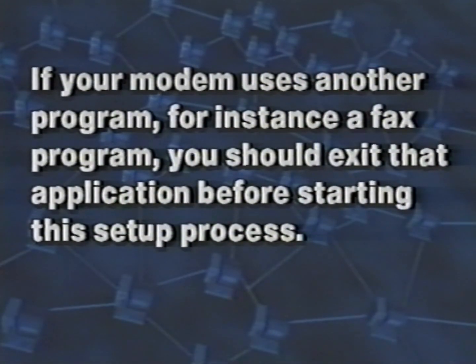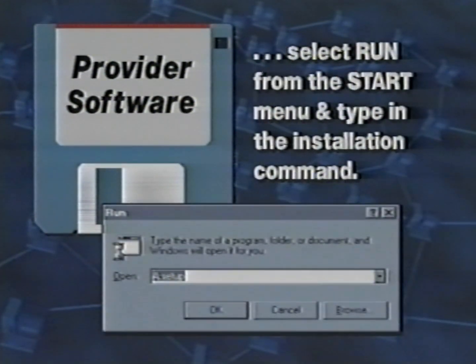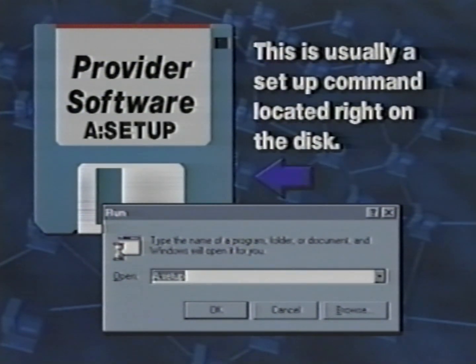If your modem uses another program, for instance, a fax program, you should exit that application before starting this setup process. If you have a floppy disk of the provider you want, simply put it in your floppy drive, select Run from the Start menu, and type in the installation command. This is usually a setup command located right on the disk. The installation process will begin.